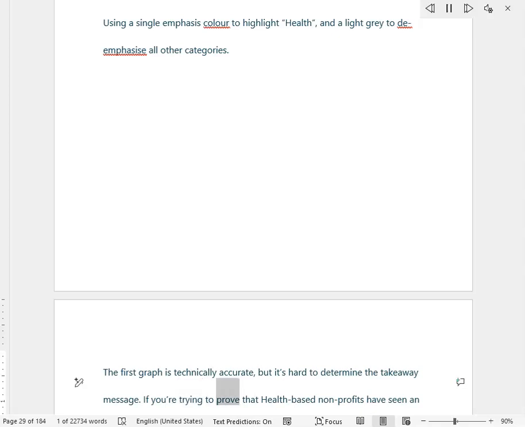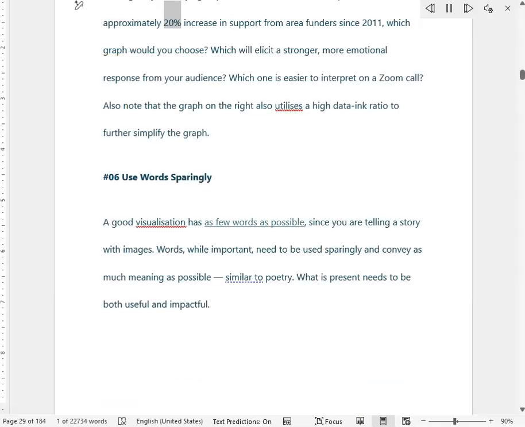If you're trying to prove that health-based nonprofits have seen an approximately 20% increase in support from area funders since 2011, which graph would you choose? Which will elicit a stronger, more emotional response from your audience? Which one is easier to interpret on a Zoom call? Also note that the graph on the right also utilizes a high data ink ratio to further simplify the graph.